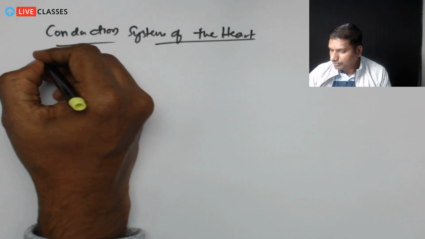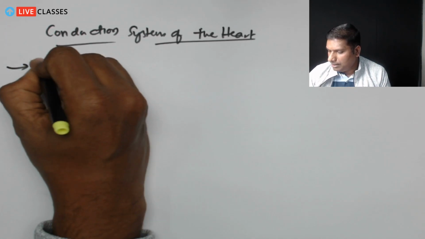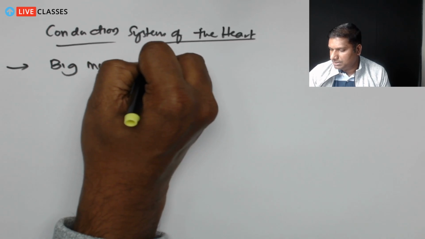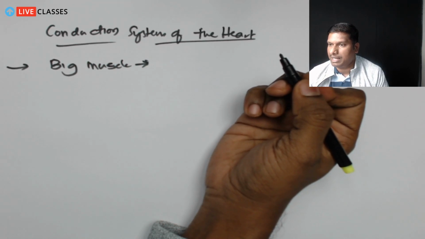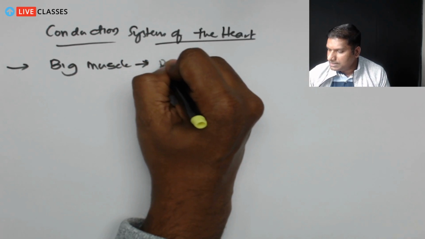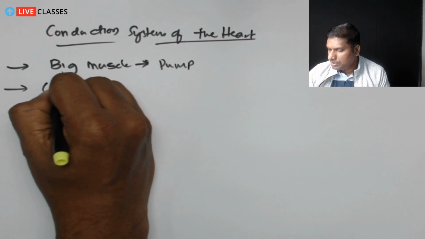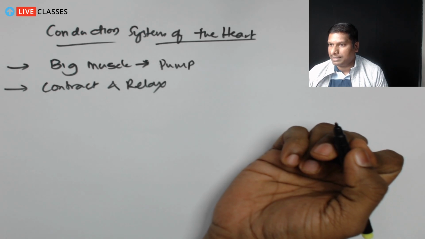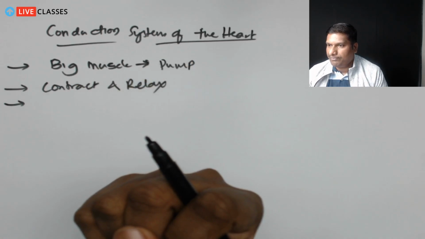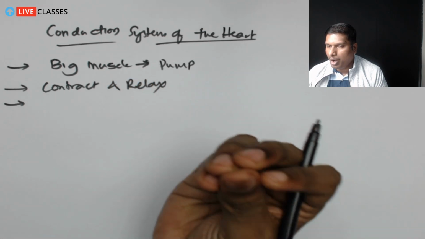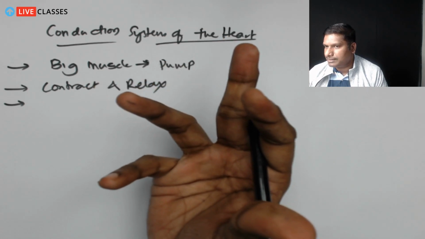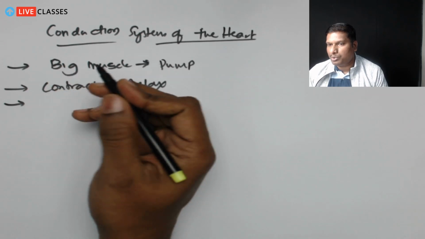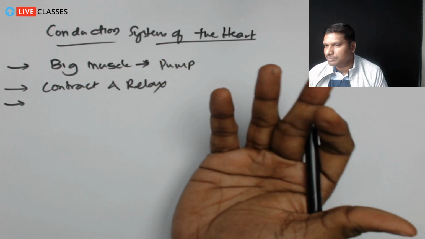Now, we all know that the heart is nothing but a big muscle. It's entirely made up of cardiac muscles, right? So it has the ability to pump. That means it has to contract and relax. If you know the basics of how the nerve impulse is transmitted and how the muscles contract the moment they receive the nerve signal, good. If you're not familiar with it, don't worry, we'll discuss that when we talk about the muscular system in the next couple of sessions.